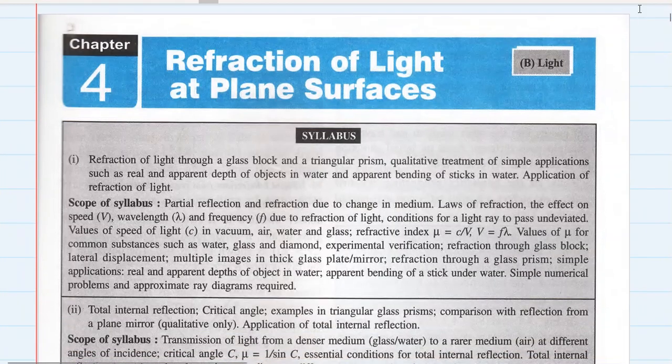Hello everyone. Today we are going to start with the second unit of physics, that is light. The first chapter of the second unit is refraction of light at plane surfaces. Now let's understand the meaning of the word refraction.